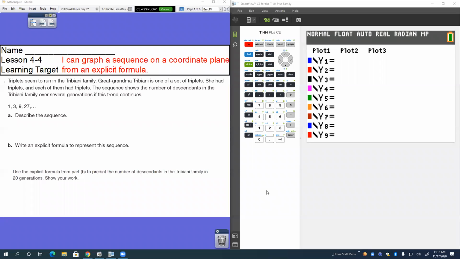So what we're going to be doing today is 4-4. We're going to graph the sequence on the coordinate plane from an explicit formula. We're going to do both arithmetic and geometric ones today.